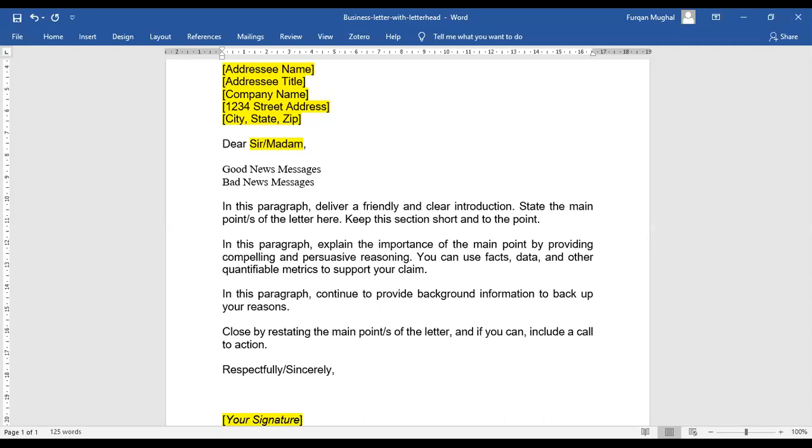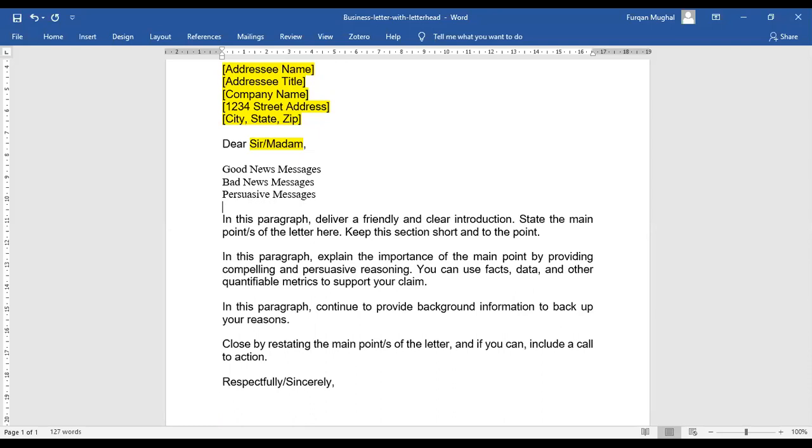And then you have the letters called persuasive letters that include persuasive messages. Persuasive messages are where you try to persuade somebody. You try to ask them for help, or maybe there is a complaint which you want to register and you want a solution for a problem. So in those cases, you have to write persuasive writing.